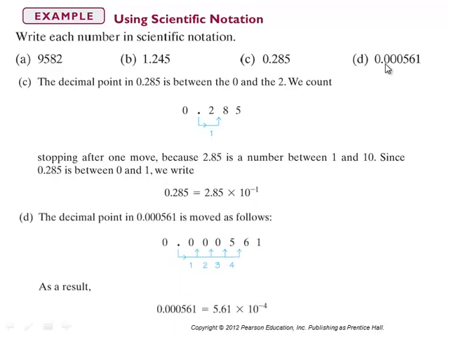And for 0.000561, move your decimal point 4 units to the right, so that now you have a non-zero number and just 1 digit to the left of the point. And so now you have 5.61 times 10 to the -4 power. This -4 corresponds to the 4 places we needed to move the decimal point to the right.